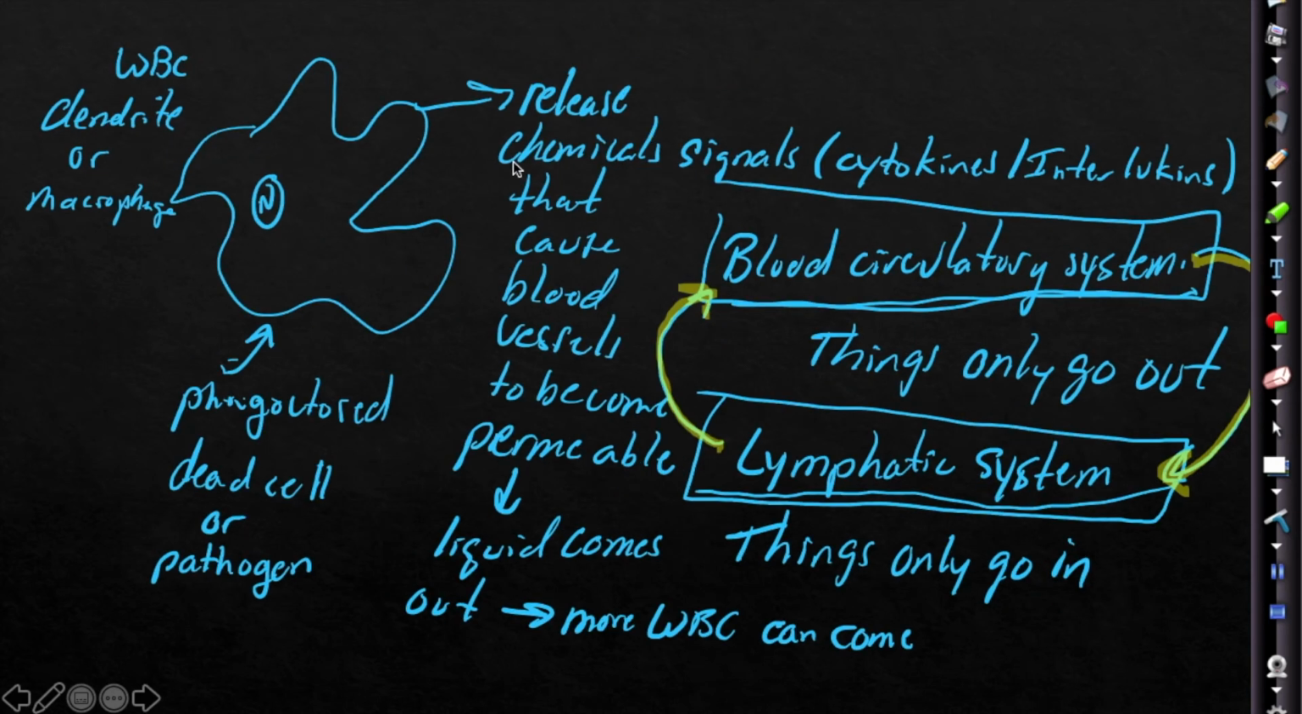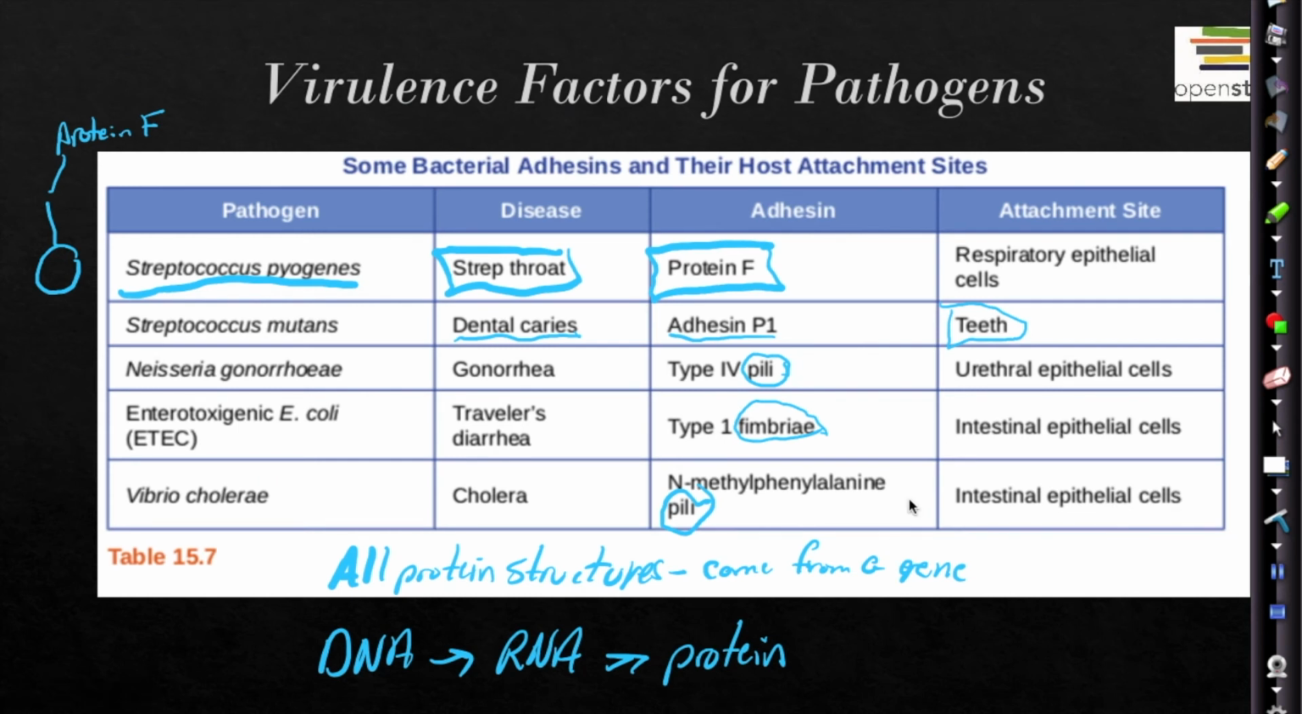So when you have the release of these cytokines, that causes the blood vessels to become permeable, so the liquid comes out, which causes swelling. And when the liquid comes out, it allows more white blood cells to come in through that blood vessel. So remember, the lymphatic system dumps into the blood. The blood can only have things come out into the tissue, and then those things can go back into the lymphatic system. So it's a circular process.